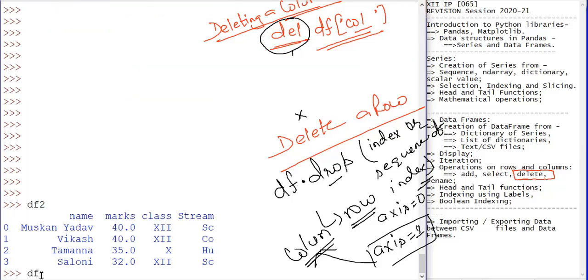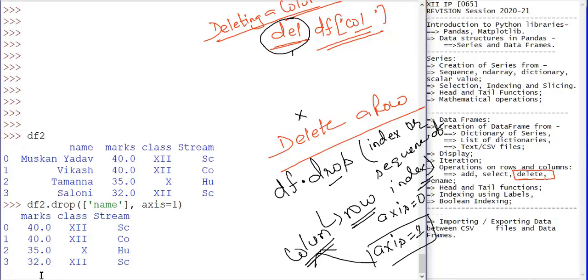So what we have to write is df2.drop, and then the column name. Suppose I want to delete the name. It's not deleting permanently, so don't worry. And I'm writing here axis equal to 1. Okay, and check this. Now it's working fine. So it's deleting. Now you understand how to delete. So the delete operation is over.